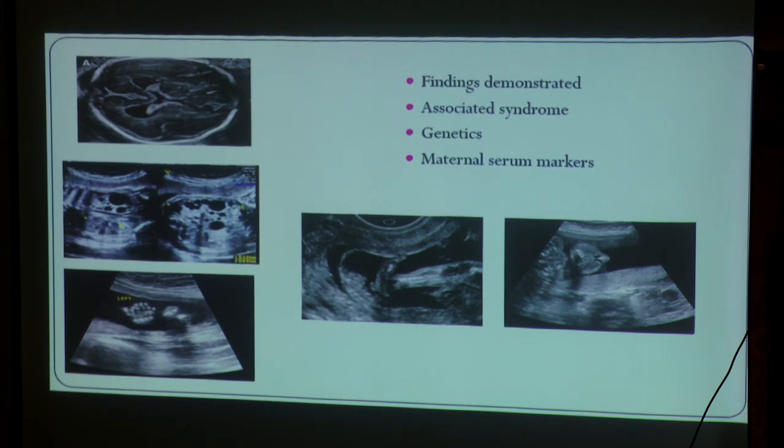Now we will see few chromosomal syndromes. We have combination of images. First image, fetal brain. What is abnormality seen here?